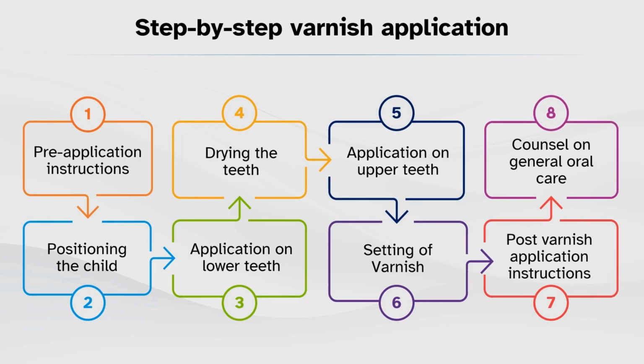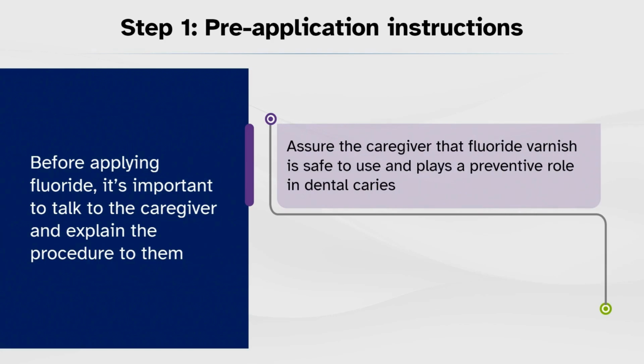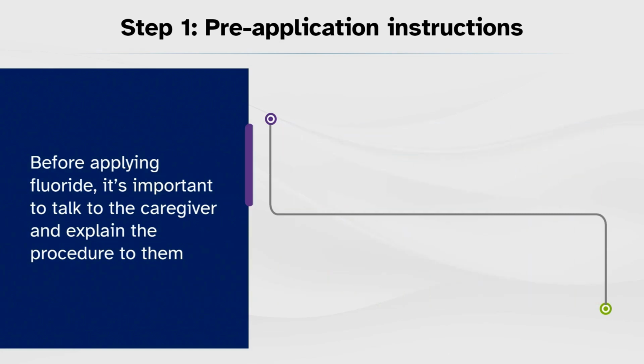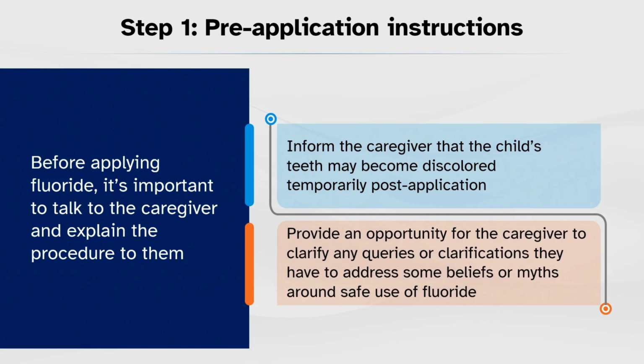The basic steps are shown here, and we will learn more details of each step. Before applying fluoride, it's important to talk to the caregiver and explain the procedure to them. It's a good idea to assure the caregivers that fluoride varnish is safe to use and plays a preventive role in dental caries. Remember to mention a rare occurrence of allergy, reassuring that it can be managed if it happens. Inform the caregiver that the child's teeth may become discolored temporarily post-application. Always provide an opportunity for the caregiver to clarify any queries they have to address some beliefs or myths around use of fluoride.